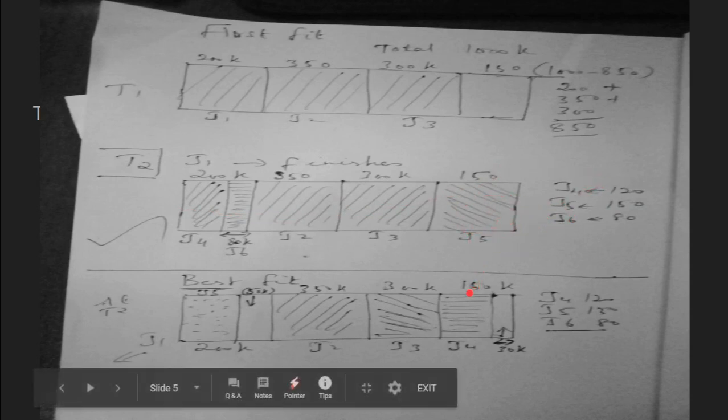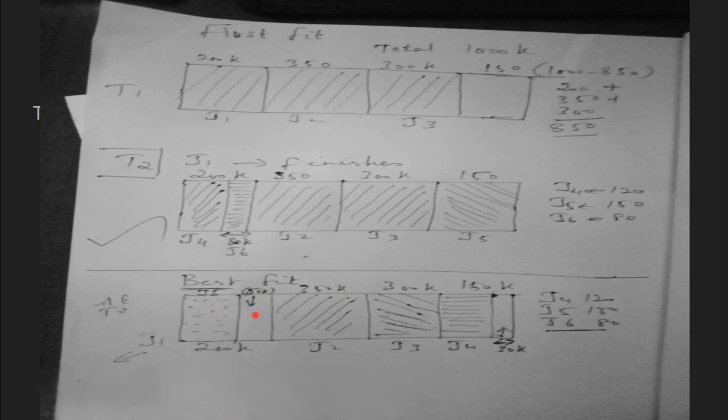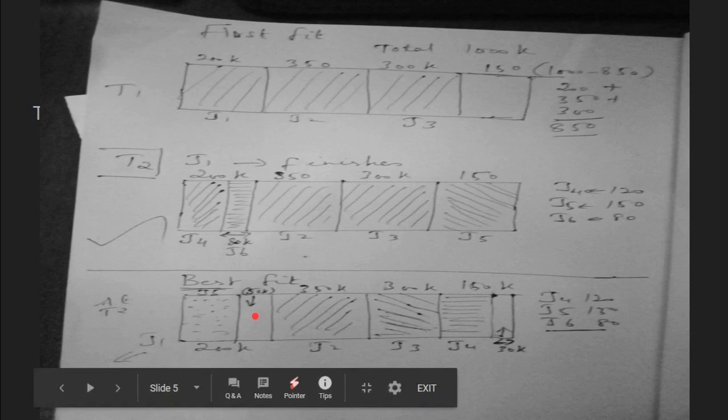Now the same thing, let us check how it works with the best fit algorithm. So again, as usual, the T1 goes like this. Now at the time T2, we are going to apply the best fit algorithm. So what is the best fit algorithm? The system has to choose the available space which is very close to the size of the job which is coming inside the queue.